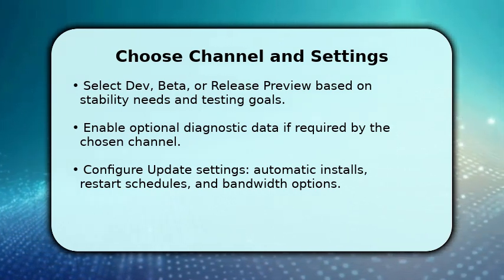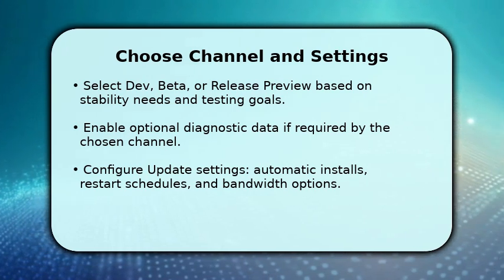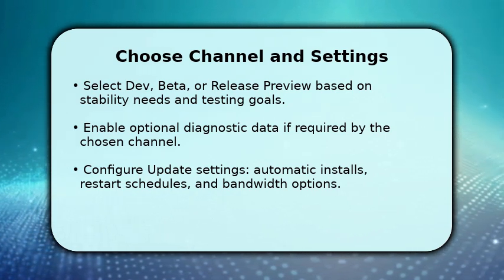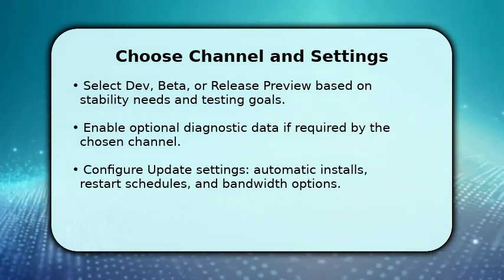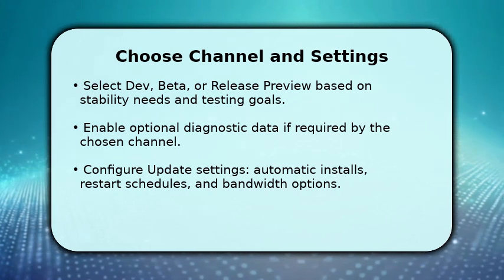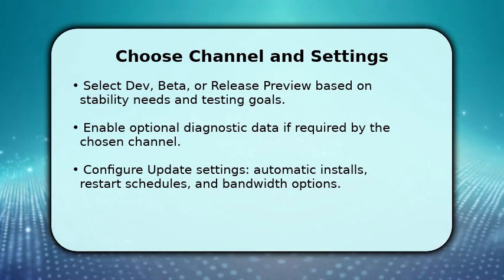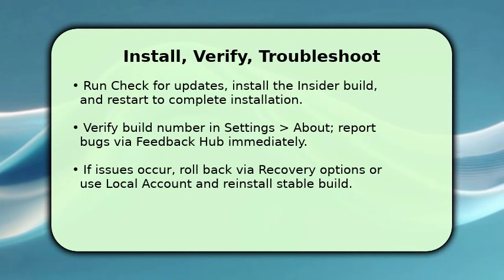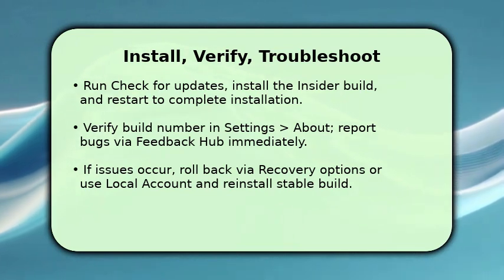Then adjust Windows Update settings to control when large builds download and restart. Set active hours and bandwidth limits so updates do not interrupt your workflow. After that, check for updates to trigger the first Insider build download. You should run check for updates and install the Insider build, then restart when prompted to finalize installation.